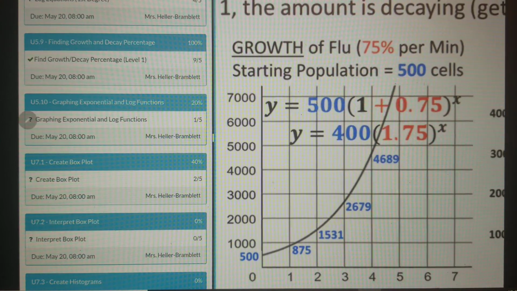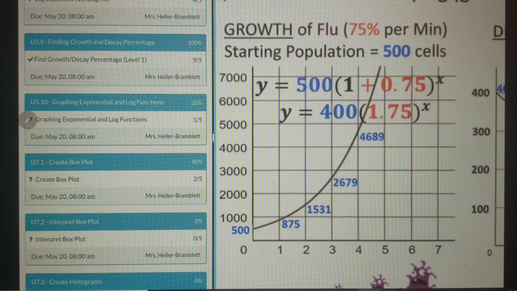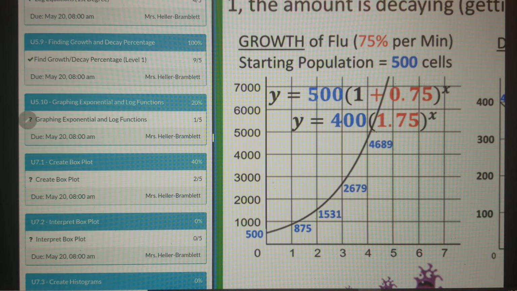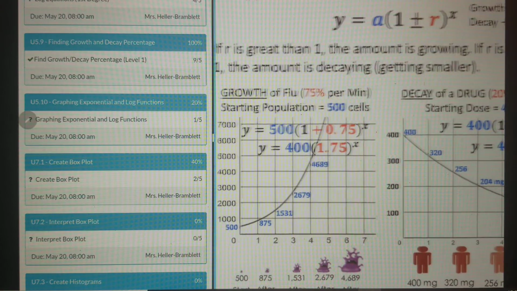One is growth. When germs get inside of you, they grow very rapidly, and this shows 75% growth per minute. So you start out with a really low number of flu cells, 500, and your body has billions of cells. That's a really small number. But after 4 minutes, it's increased by almost 10 times, from 500 to 4,689. That's the characteristic of a growth function.